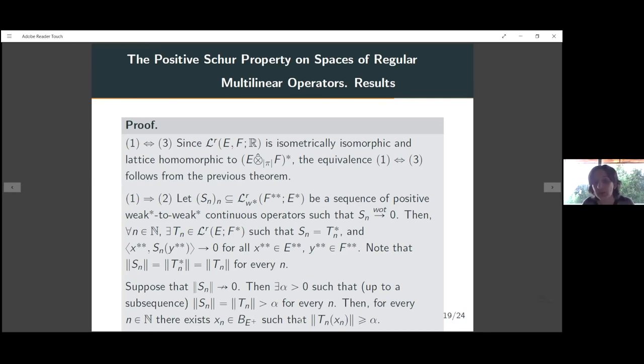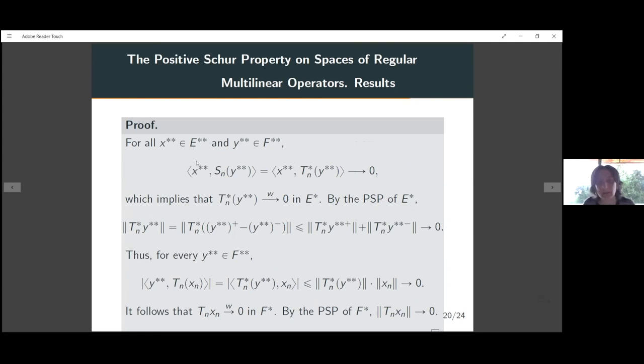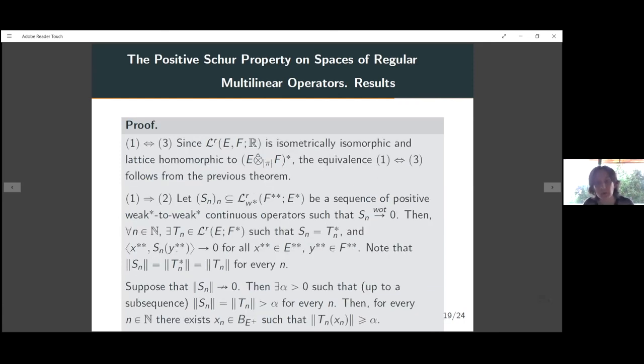Then using the definition of the operator norm, we have that for each n, there exists an element Xn in the closed unit ball of E, such that the norm of Tn on Xn is greater than or equal to alpha. So we keep this in mind, and then we use here the WOT convergence to zero of the sequence of operators Sn. Actually, we already mentioned this, because we just repeat this expression: for any functional x double star and any element y double star in the corresponding spaces, this functional x double star applied on Sn applied on y double star goes to zero.